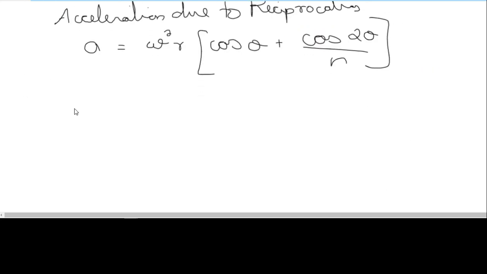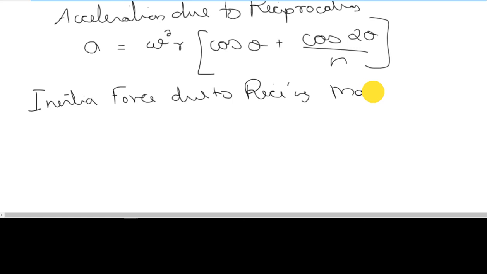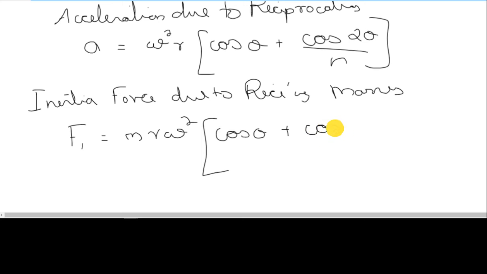So we know by Newton's second law, the force due to reciprocating mass, or inertia force due to reciprocating masses, which is denoted by Fi in the above diagram, will be equal to m into a, that is mass into acceleration. That will be m r omega square times cos theta plus cos 2 theta divided by n, whole divided by n.